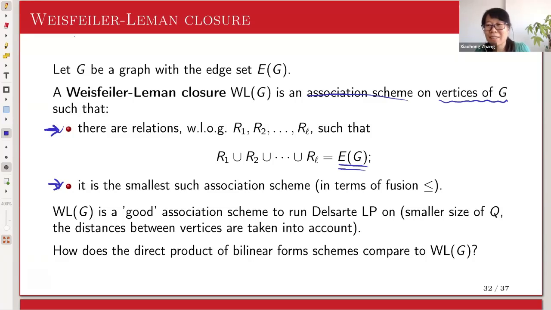Like in the direct product of the schemes, there are many zero matrices. Then when you try to find a good scheme, some of them are summed up together to have a scheme of your matrices. I'm wondering in this new collection of matrices whether the graph matrix is inside. Yeah, I'm not sure about that. Okay.